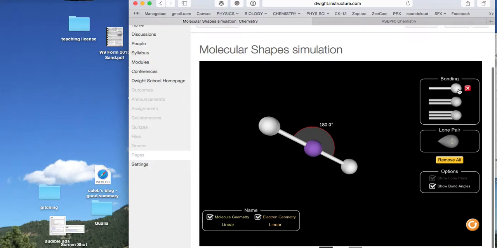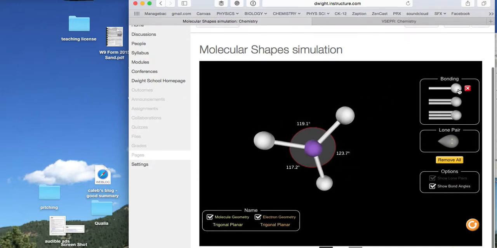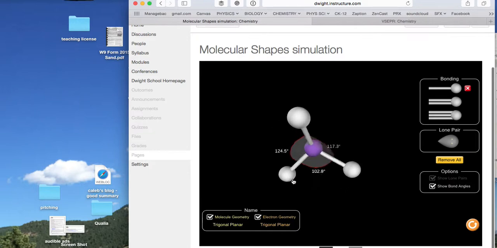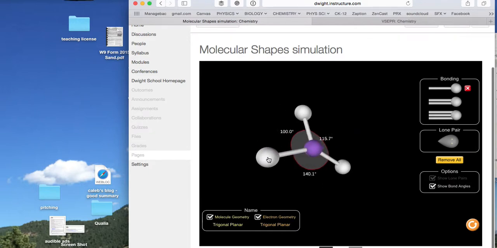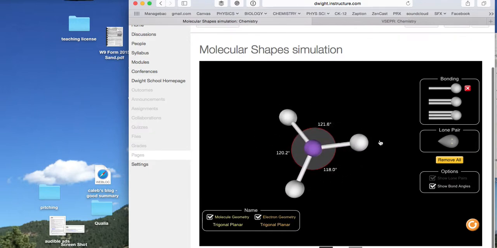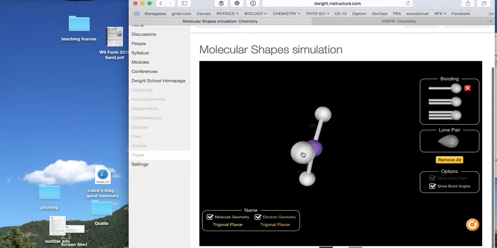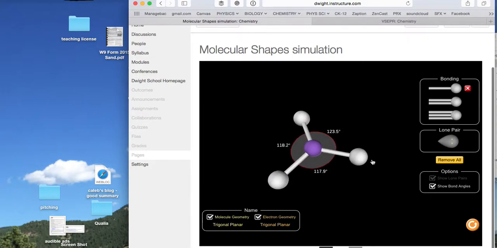So I'm just going to put another one on here. I'm going to stick it on. Boop. And check it out. This is the shape. Pretty cool, huh? You're looking at it from above, but if you look on from the side, it looks kind of like that. It's like it's in a straight plane, right? So it looks like a triangle. So the molecular geometry here is trigonal planar.